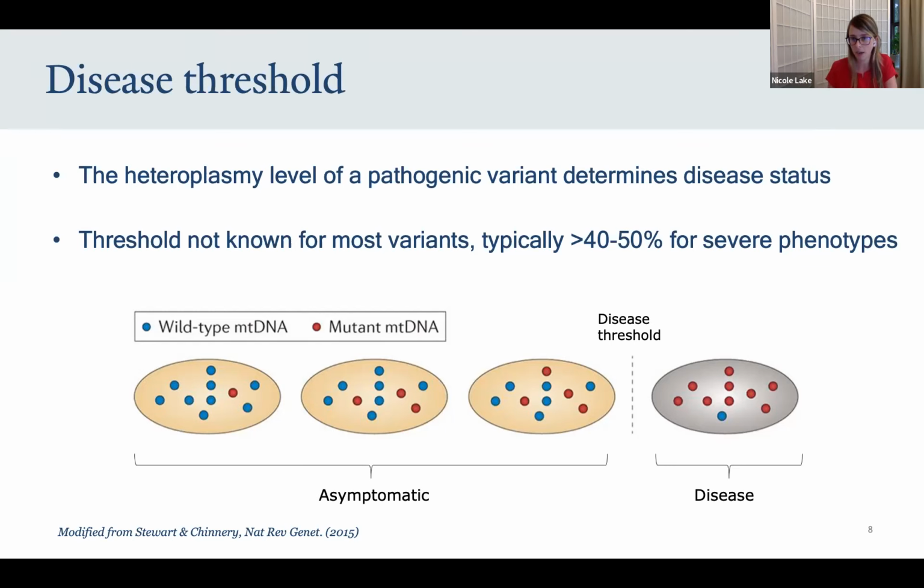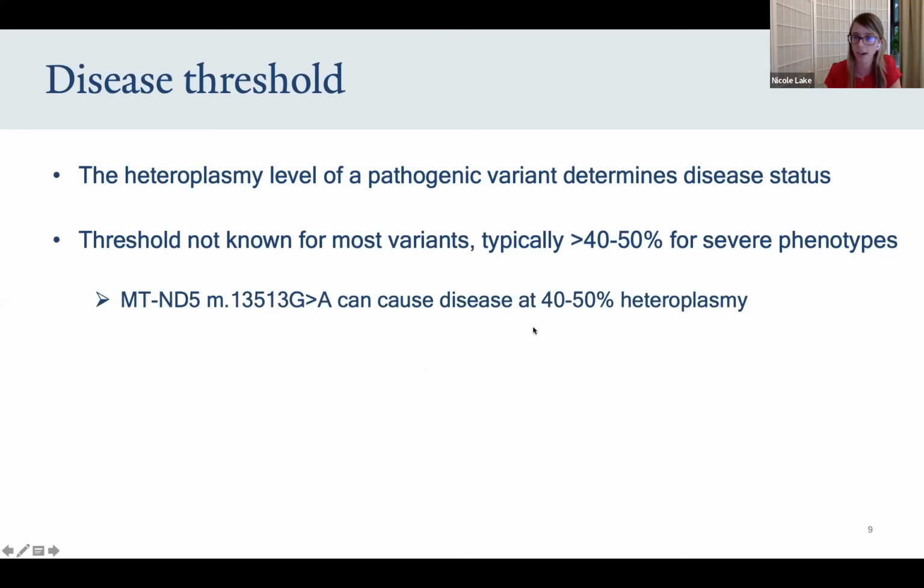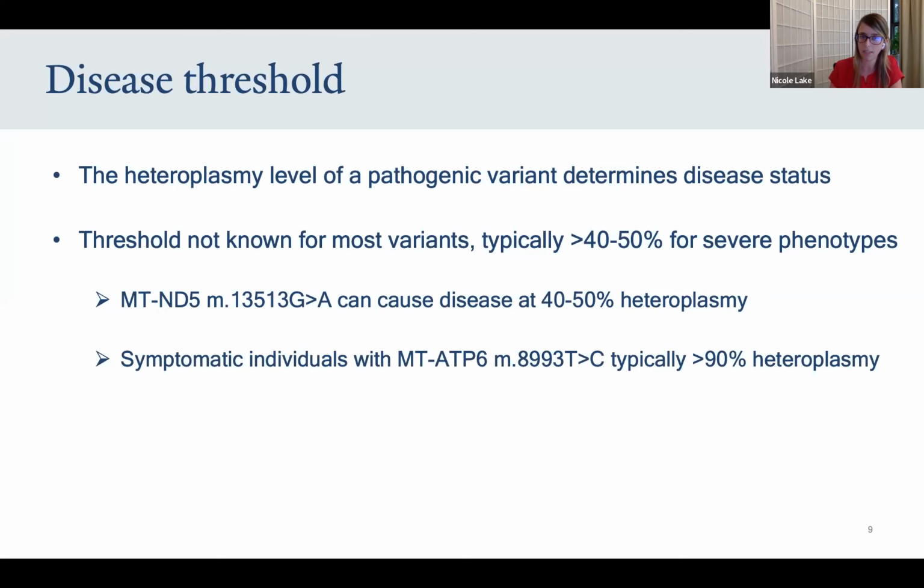Now, a key challenge is we don't know what this threshold is for most variants. For some of the best characterized pathogenic variants, we do have an approximation. Typically, a variant has to reach beyond 40 to 50% heteroplasmy to produce a severe phenotype. But to give you a feel for the diversity in these thresholds, at the lower end is something like the 13513 variant in ND5, which can cause Leigh syndrome, quite a severe presentation, at around 40 to 50% heteroplasmy. Whereas at the other end, something like the 8993T to C in ATP6, you typically need heteroplasmy levels of above 90% for disease to occur.